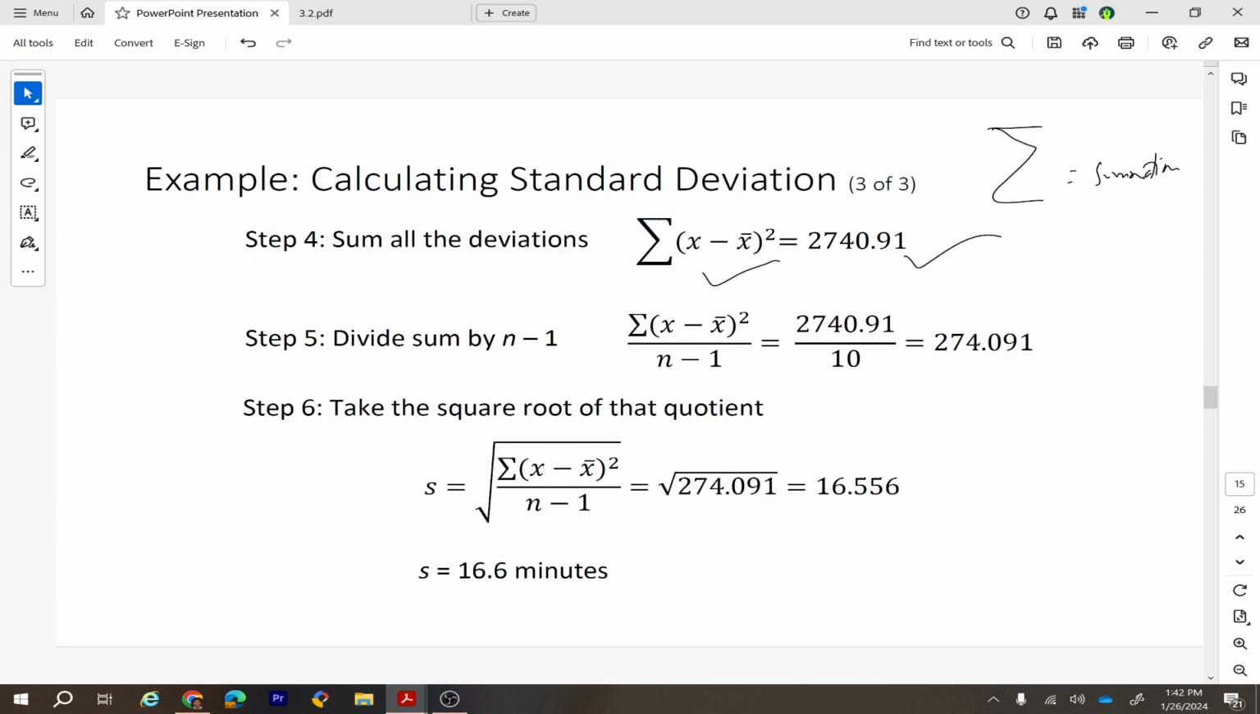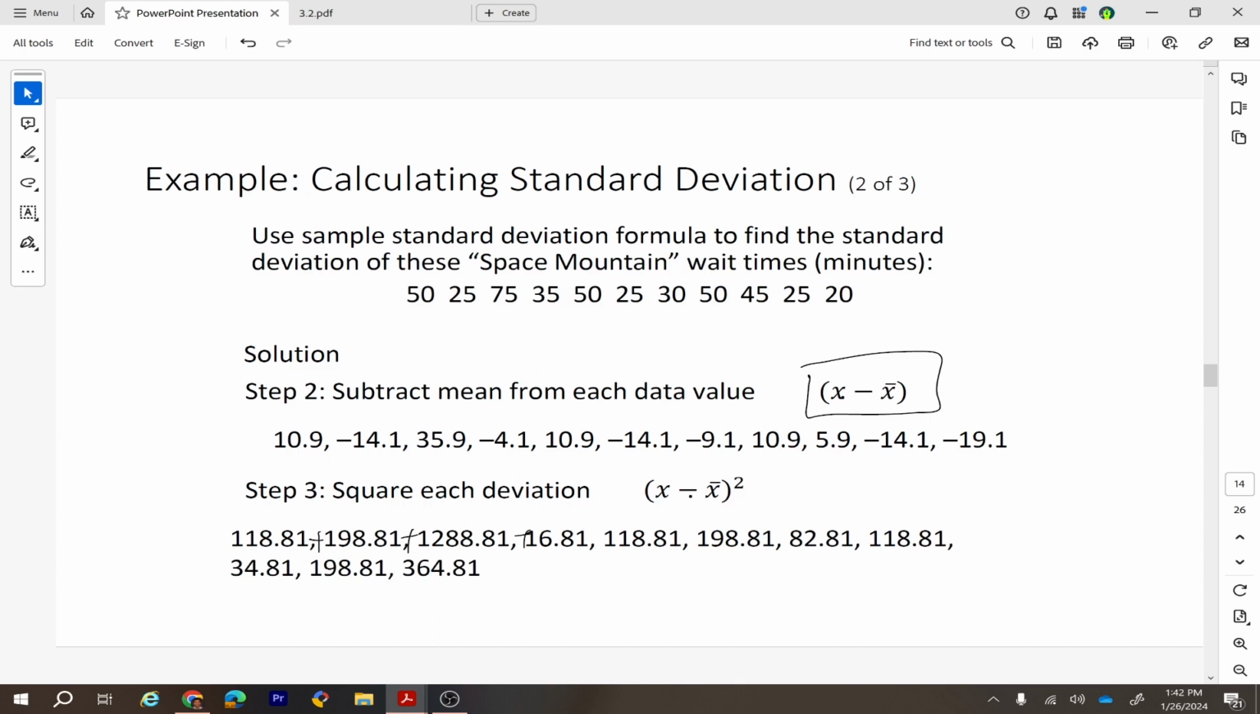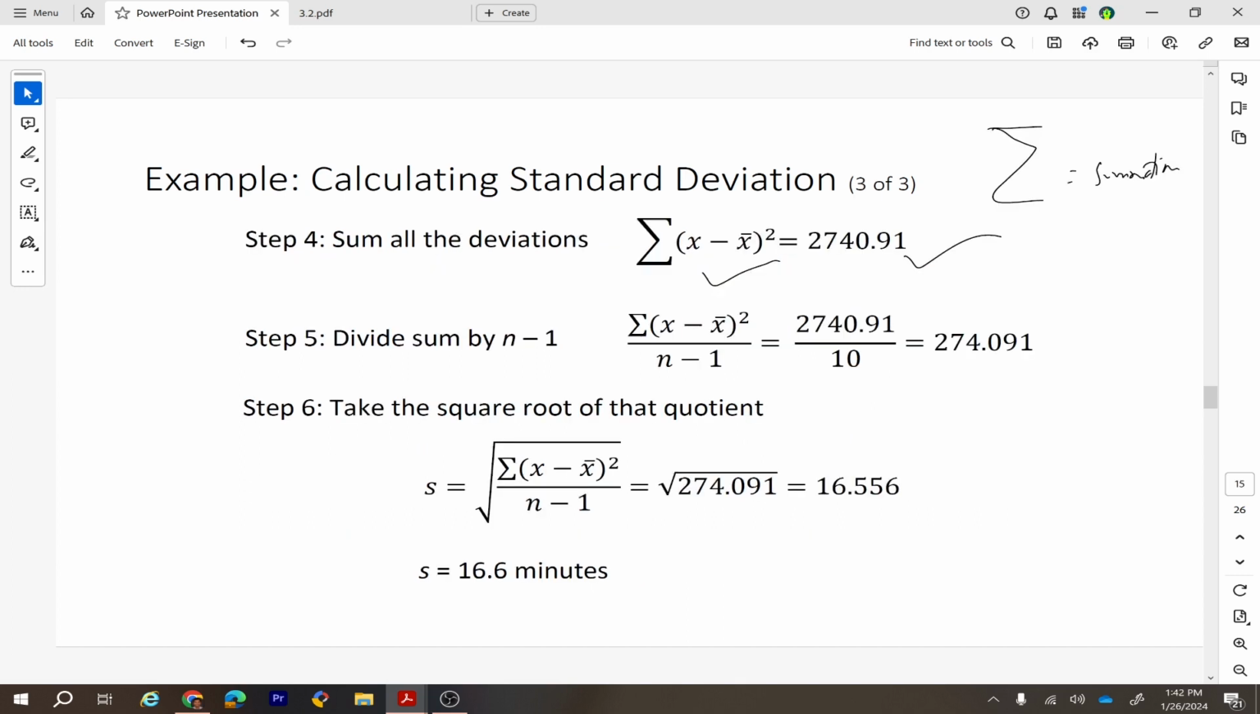When you do that, this is the number you are going to get. Now you are going to divide this number by n minus 1, where small n represents the data size, meaning how many data there are. In this case 11, that's why 11 minus 1 is 10. And then eventually you have to take the square root of that value, and that is your standard deviation.